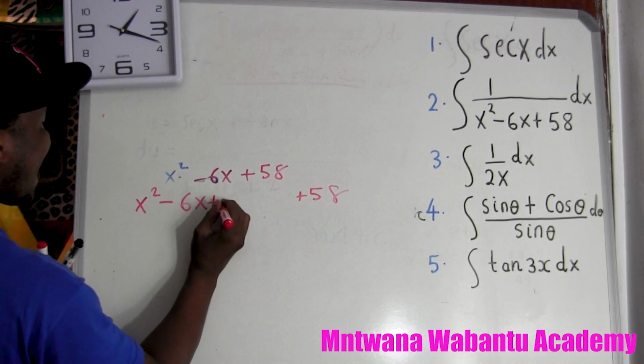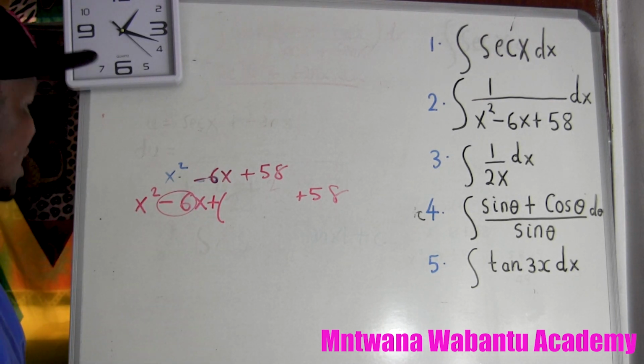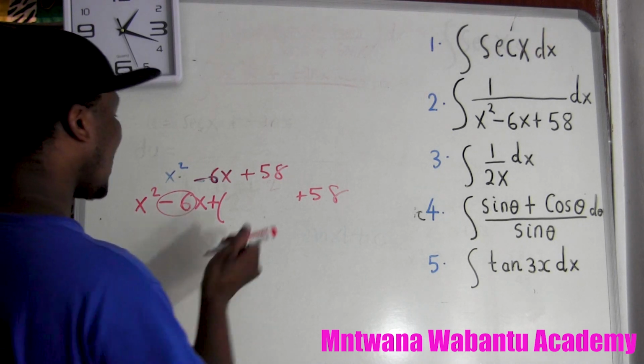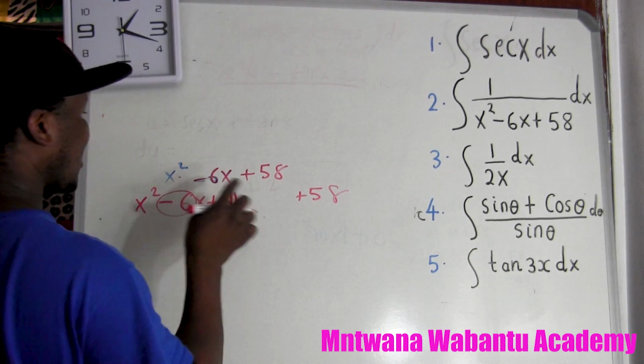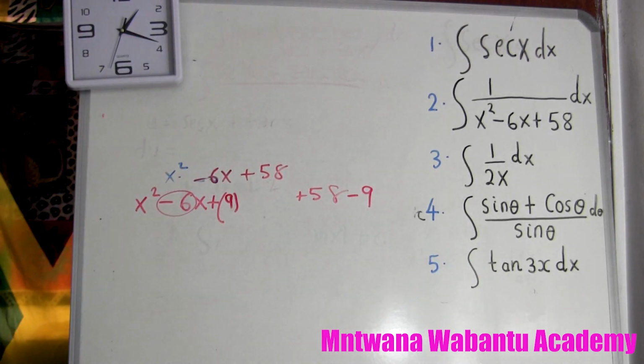So what I'm going to do is take the number in here, divide by 2, and then square. If you take -6 divided by 2, it's going to give -3. When you square, it's going to give you 9. So it's going to be 9. Take the number, divide by 2 and then square. Same thing: if you plus here, you must minus, so it doesn't have any effect.